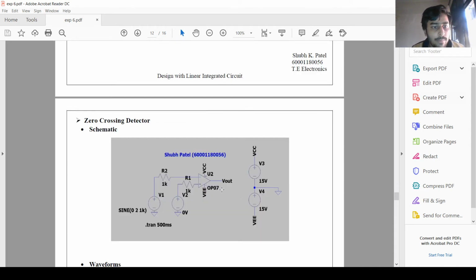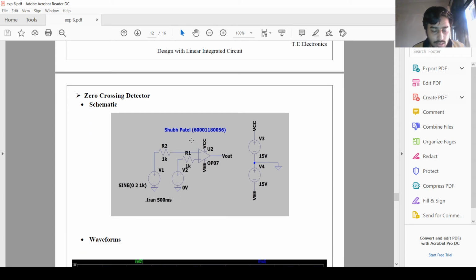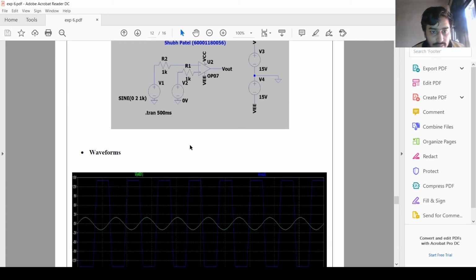Now let's move to the application of comparator. So the first one is the zero crossing detector. We have used an inverting comparator. The only change we made is, instead of a 1 volt reference voltage, we made it 0 volt, which means the reference voltage is 0 now. Let's check its output.